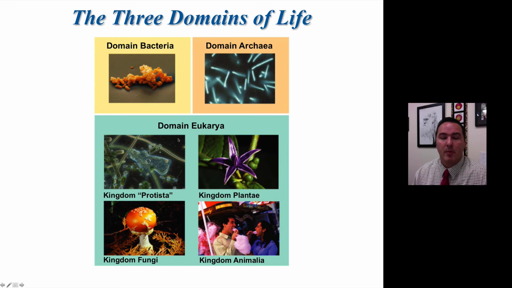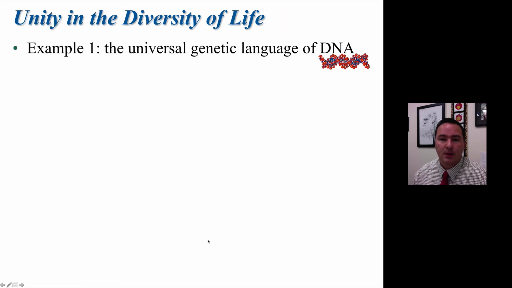And for example, the domain eukarya is divided into kingdoms. You may recognize some of the names of these kingdoms, like the plant kingdom, the fungi kingdom, or the animal kingdom. So despite the diversity of life that abounds on this planet, we also see that life is united with these themes. For example, we already said DNA. All of life has DNA.